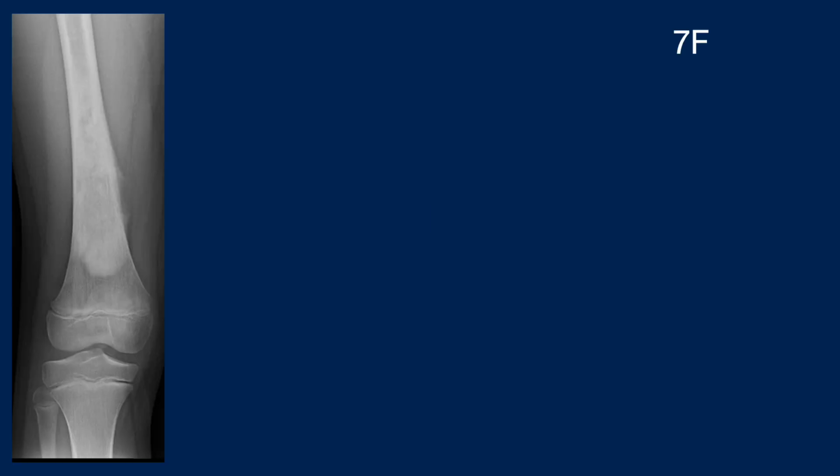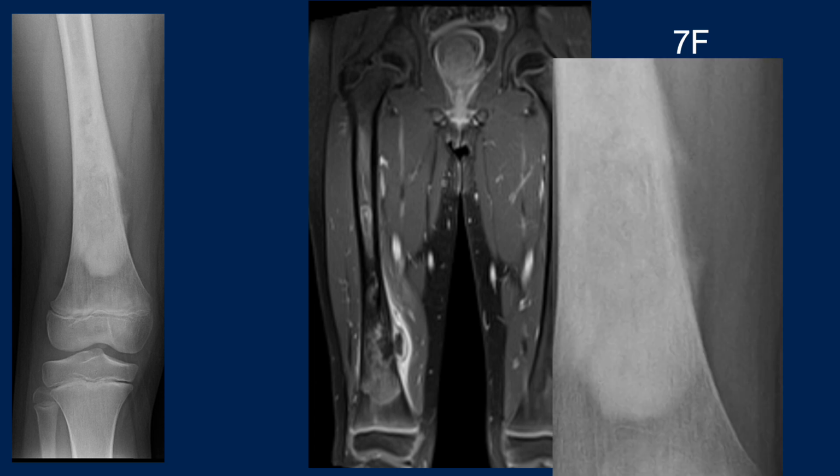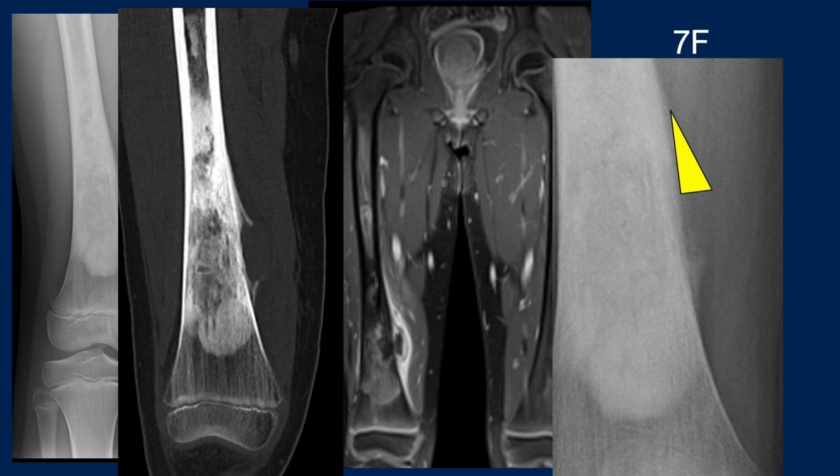Number 13. A very dense sclerotic lesion in the distal femur extending into the diaphysis, and osteosarcomas can do that. Here it is on the MRI showing the extent. When I blow up the plain film, you can see a Codman triangle, and the CT nicely confirms that.